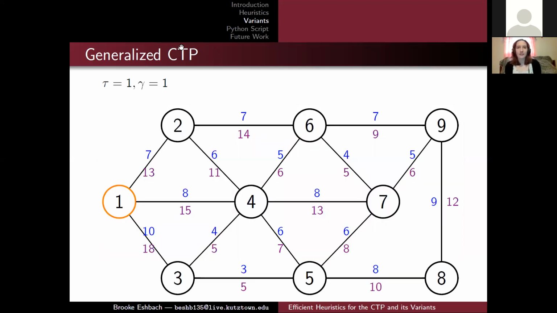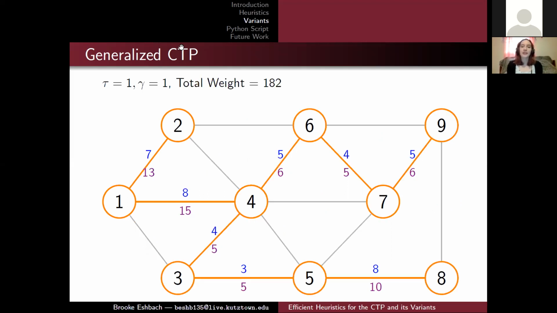And so when we look at the same graph from earlier, now our blue numbers are our cable weights, and our purplish numbers are our trench weights. And we still have tau and gamma equaling 1. So when we look at our cost function for edge 1 to 2, it would be 7 times 1 plus 13 times 1, which is 20. For 1 to 4, it's 8 times 1 plus 15 times 1, which is 23. And then for 1 to 3, it is 10 times 1 plus 18 times 1, which is 28. So 20 is the smallest of those three numbers. So we're still going to pick edge 1 to 2 and put in that edge and vertex 2 into our solution.